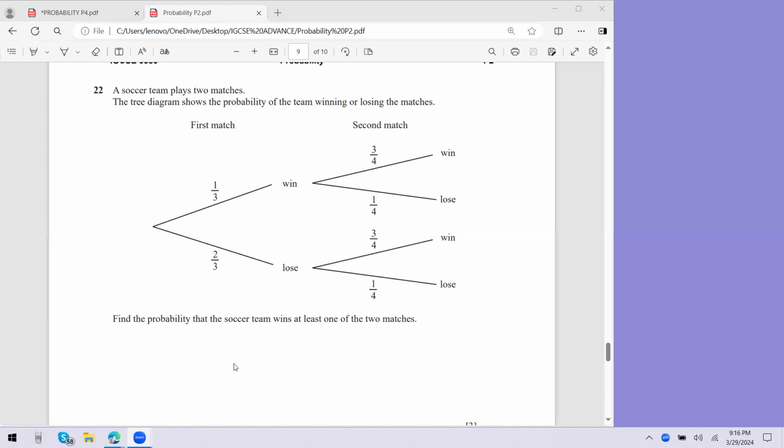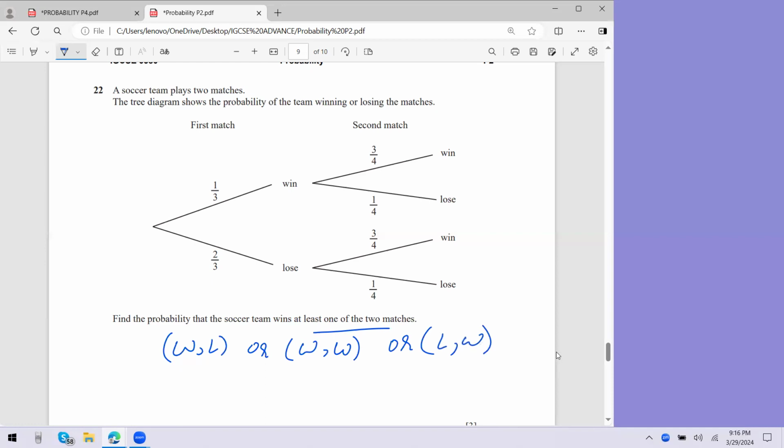The tree diagram shows the probability of a team winning or losing. Find the probability that the soccer team wins at least one of the two matches. If they say at least one, that means either first one win, second one lose, or first one win, second one also win, or first one lose, second one win. Right? These are the three possibilities.